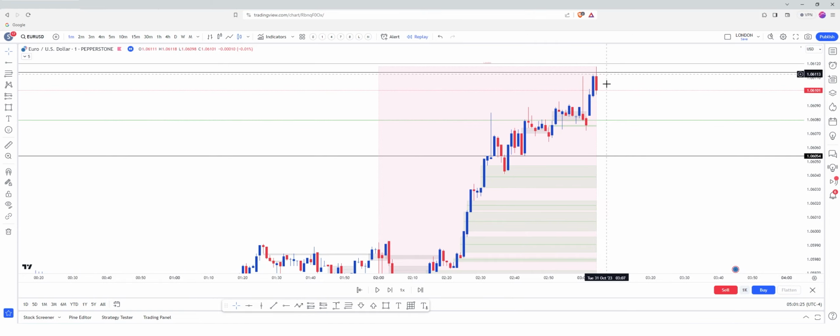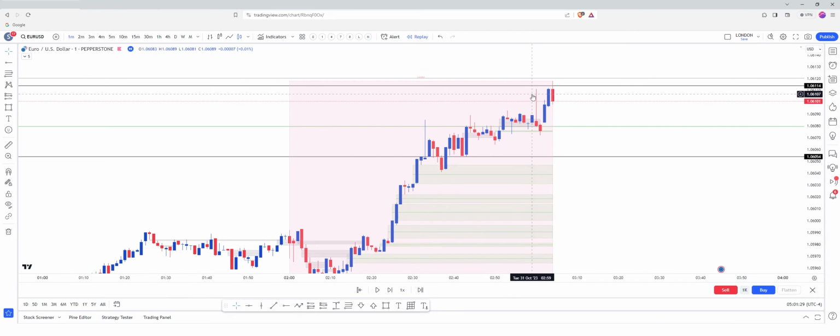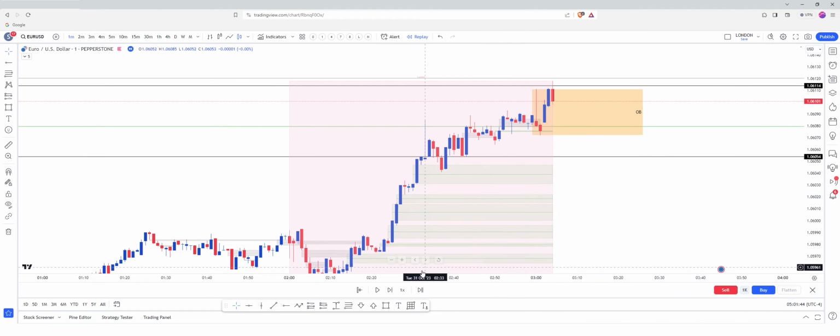So we've swept that liquidity into the optimal trade entry. We've got these large candles here. These are now currently a bullish order block. So down closed candles in a bullish move should support price. So these are now a bullish order block. Obviously we've got bullish fair value gap here as well.